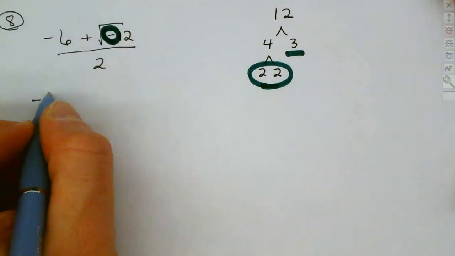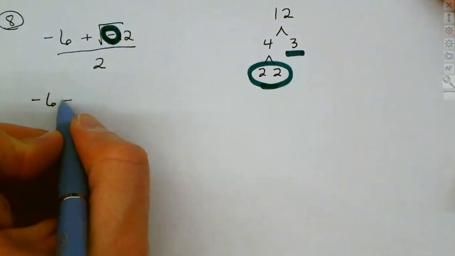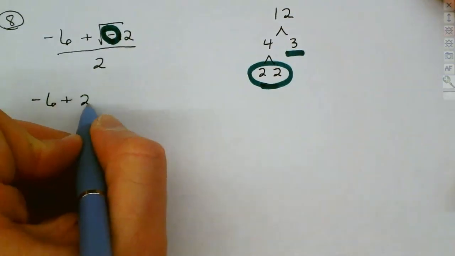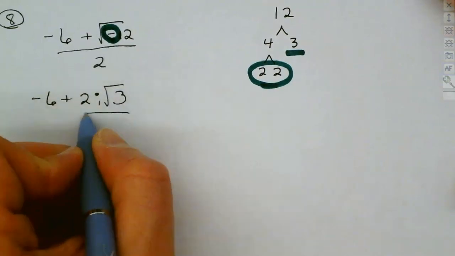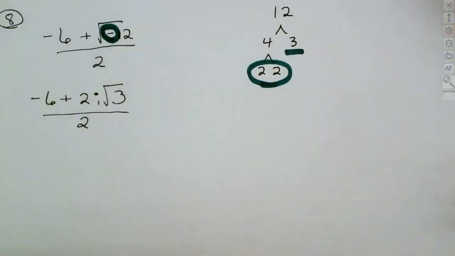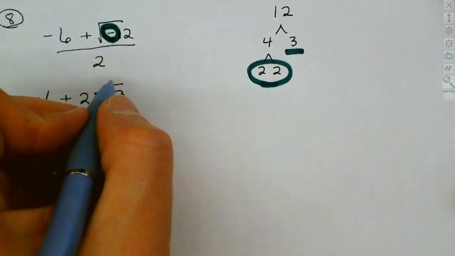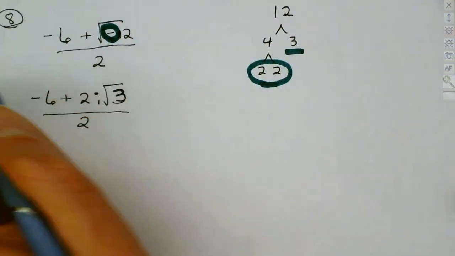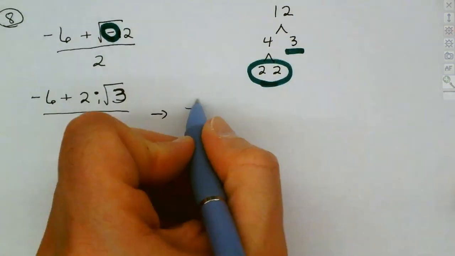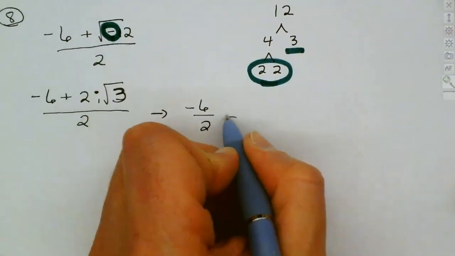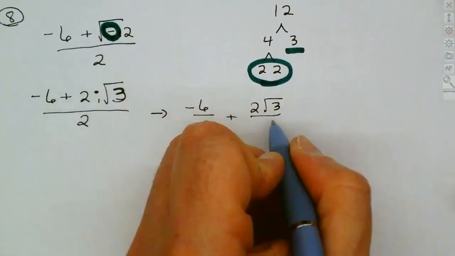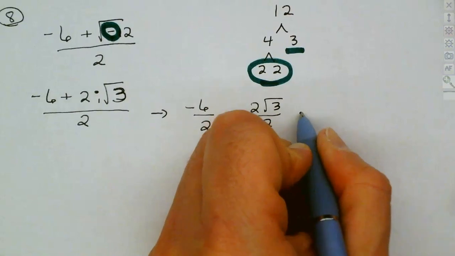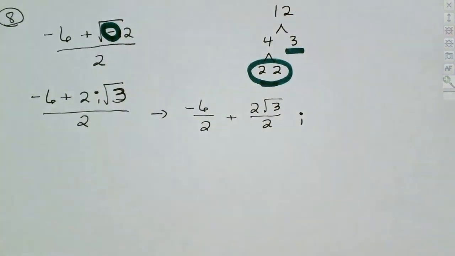So I can rewrite this as minus 6. 2 comes out. I comes out with it. Square root of 3. And that is all over now 2. We are not finished because we have to write this in standard form. So we rewrite this into individual fractions. And you can put the I at the end or I at the beginning. It's not really that important. And we need to reduce.